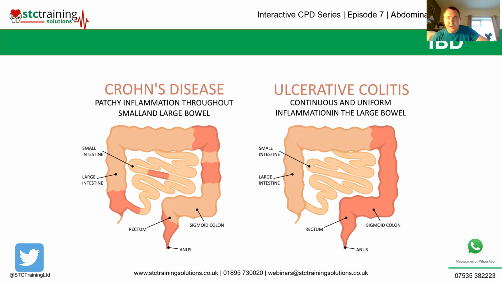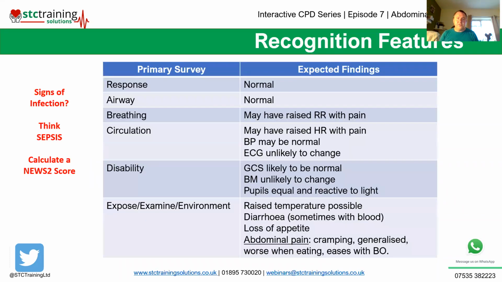So, as I say, the main difference: Crohn's is inflammation of the gastrointestinal tract at various locations, and ulcerative colitis is just within those later stages of the large intestine, the descending colon, sigmoid and anus. So, good. Recognition features again.